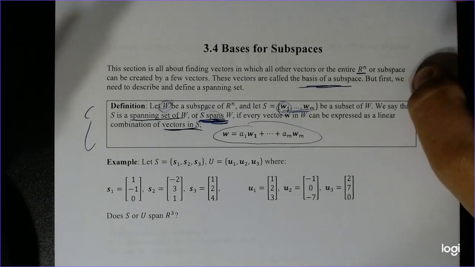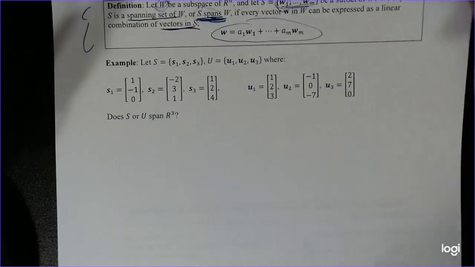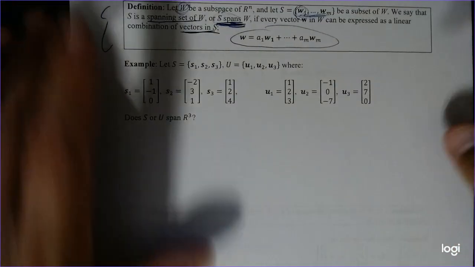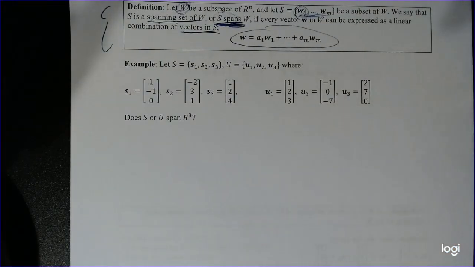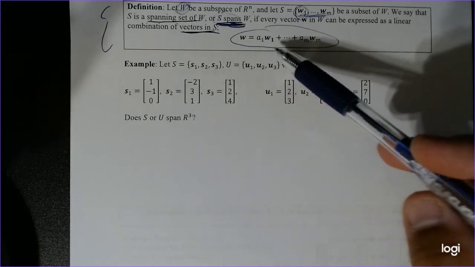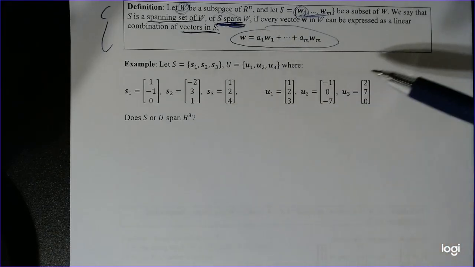Okay, so what in the world does this represent? How does it actually apply? Let's say we have two sets, S and U. These are the vectors S and these are the vectors U. The question is, does one of these or both of these span all of R3? Meaning, do these vectors make a linear combination that can create every single vector in R3?